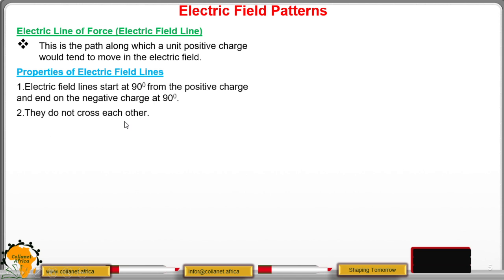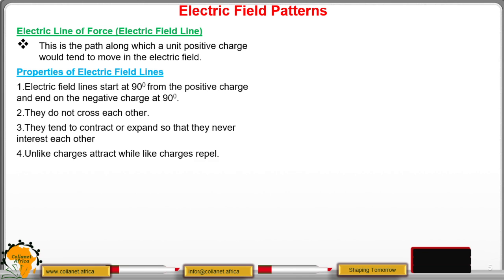Then they do not cross each other. They tend to contract or expand so that they never intersect each other. In other words, we are saying that as they move, you find that they are either contracting, coming closer, or expanding, making sure that they don't cross one another.